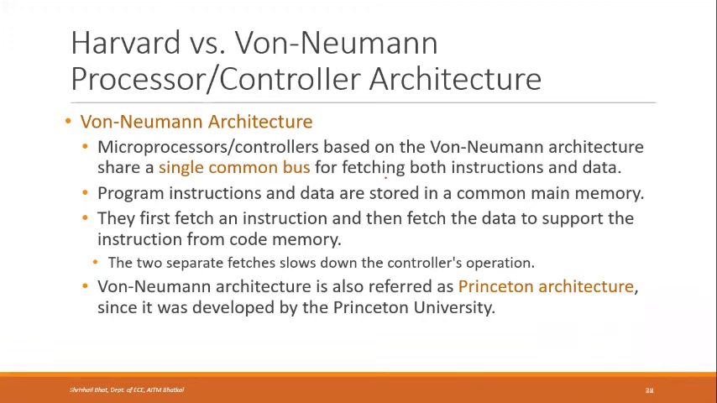It is the same common main memory. Both the instructions, or the code, and the data required by the instructions are there in the same memory. First they fetch an instruction and then they fetch the data that is required by the instruction from the same common main memory. The two separate fetches slow down the operation of the controller. That is one disadvantage of Von-Neumann architecture.